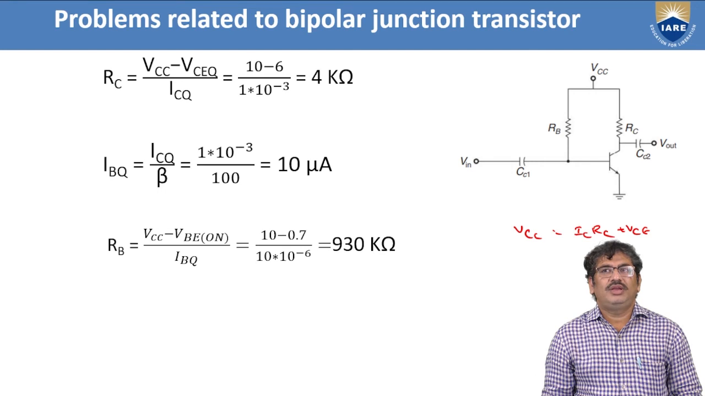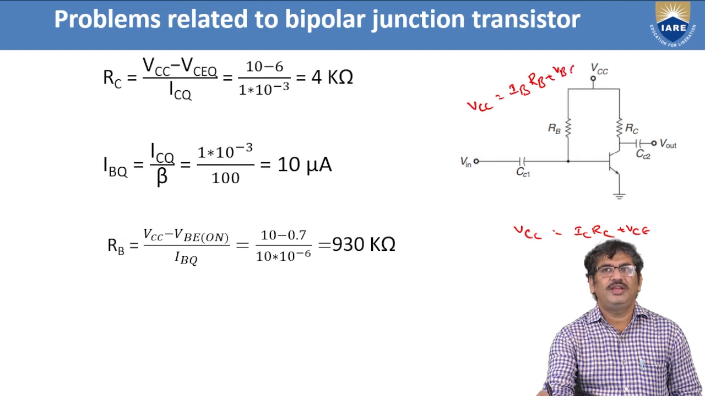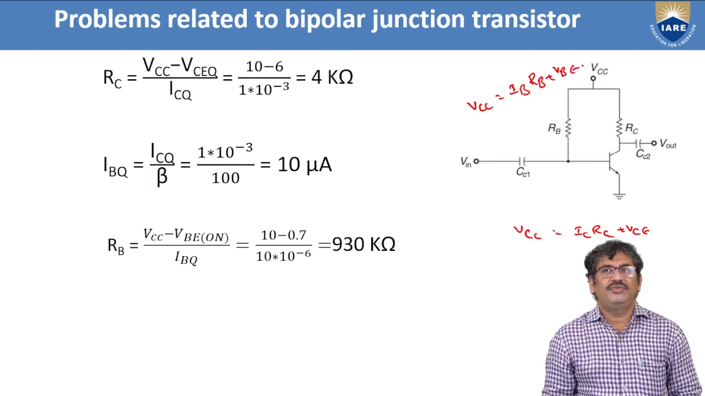Next, we can estimate RB by writing the KVL expression at the input circuit as VCC is equivalent to IB into RB plus VBE. From this, RB we can write as VCC minus VBE divided by IBQ, which is equivalent to 10 minus 0.7 divided by 10 into 10 power minus 6, which will give us 930 kilo ohms.